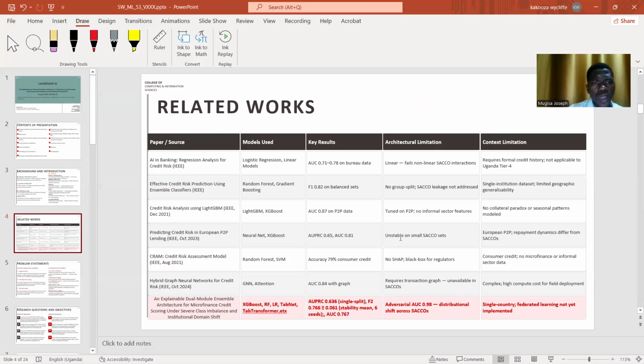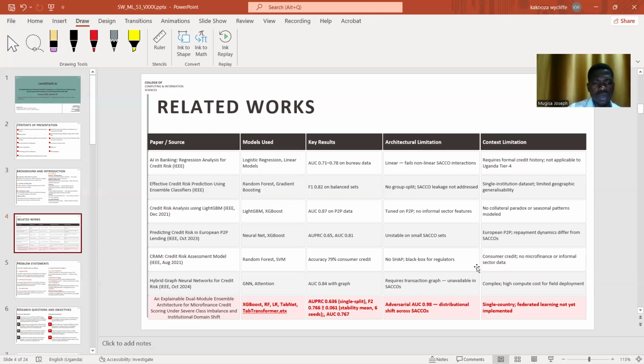Then related work. We have AI in banking, which uses logistic regression. It's a linear model, so it fails terribly on nonlinear circle interactions. The data that exists within the microfinance institutions and circles of Uganda is nonlinear, so this model fails terribly. We also have predictive work which uses random forest but does not carry out group shuffle split, and circle leakage is not addressed, because if they don't carry out the group shuffle split, then they have not addressed the shuffle leakage. Why? Because they only operated on a single institution's dataset. And what is the result?